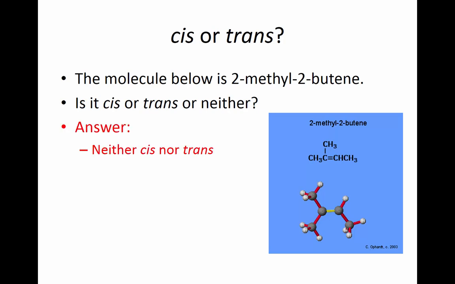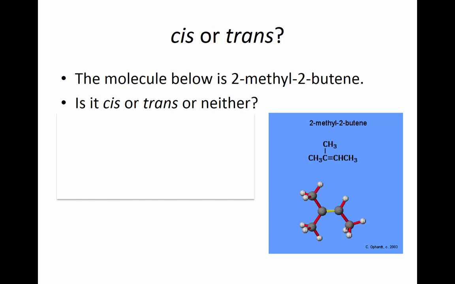And so the answer is that it is neither cis nor trans, because there isn't that heterogeneity on this one carbon that's attached to the double bond. So it's neither cis nor trans. And again, let's go over it again. Why is it neither cis nor trans? Because there's a methyl group here and a methyl group here. There is too much symmetry for us to be able to make that distinction.